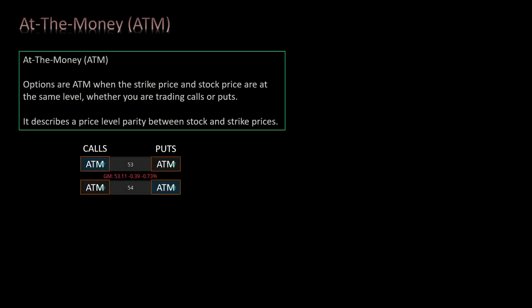So at the money. Options are at the money when the strike price and stock price are at the same level, whether you're trading calls or puts. It describes a price level parity between stock and strike prices, so you could consider this right here at the money. 53 more so, but you could consider both 53 or 54 at the money for the most part. But generically, 53 would be your at the money strike price.